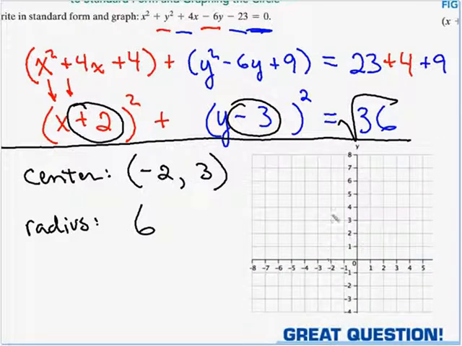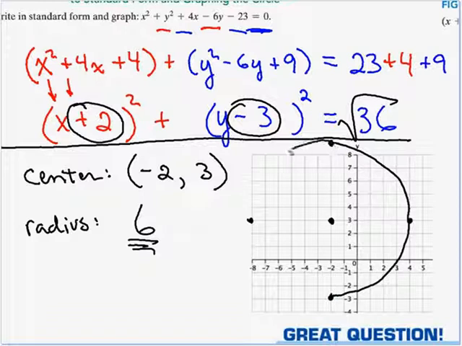Center at negative 2, up to positive 3. From there I can go 6 units in any direction. Up 6 will take me just off the graph paper, 9 would be about there. I'm going to go 6 over this way, and 6 this way, and down 6 would take us to negative 3. That's a pretty big circle, and excuse my drawing abilities. There we go.